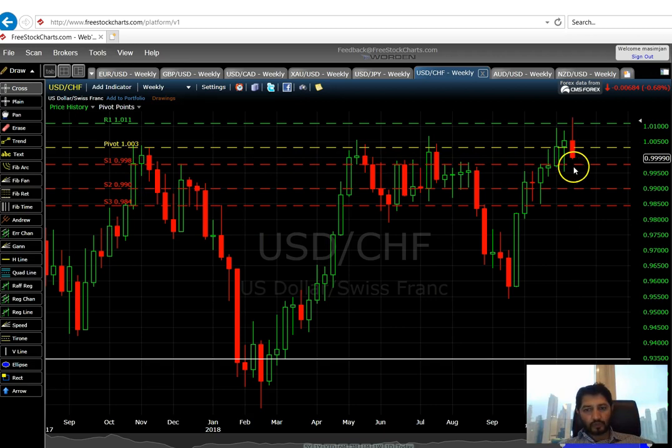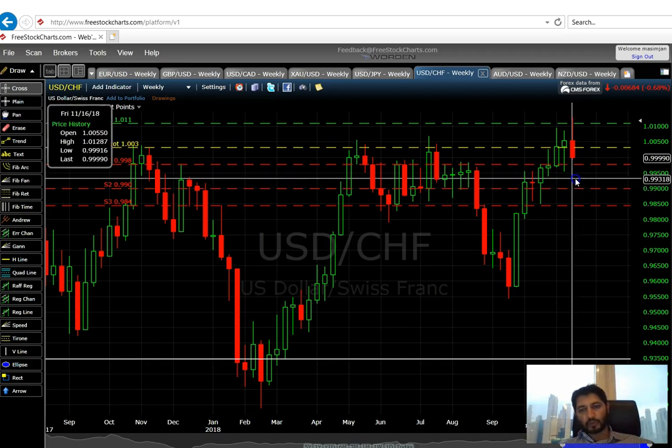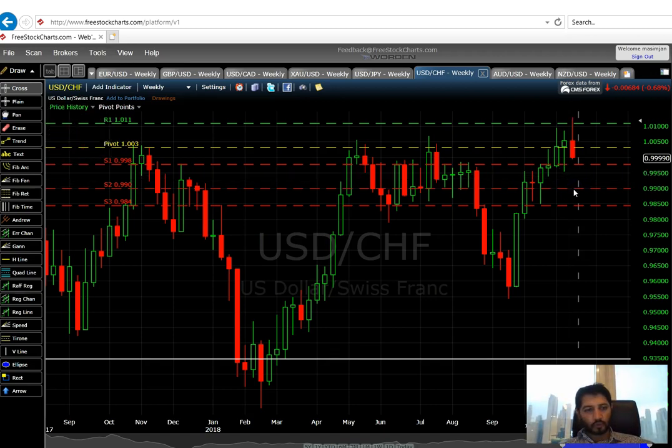This is one of the support levels, and I would expect that it will break this support level due to the dollar weakness, and it will reach support 2, which will be at 0.990. But it might close the week just above the support level. I'm bearish on this pair and would expect a bearish momentum for this week.